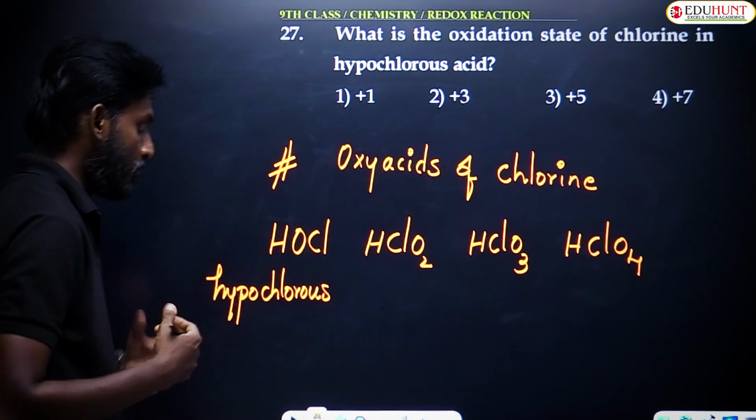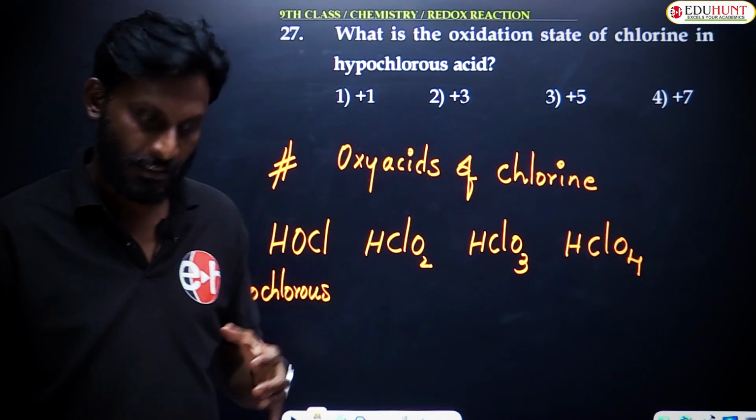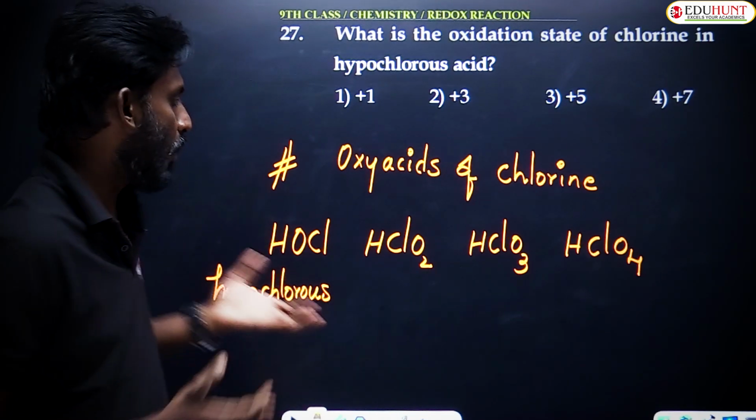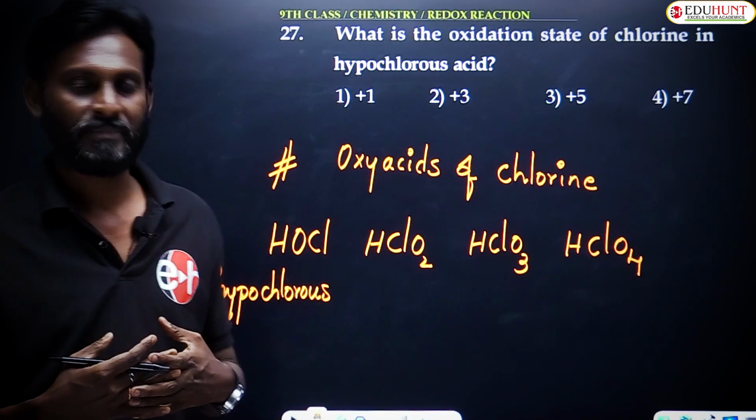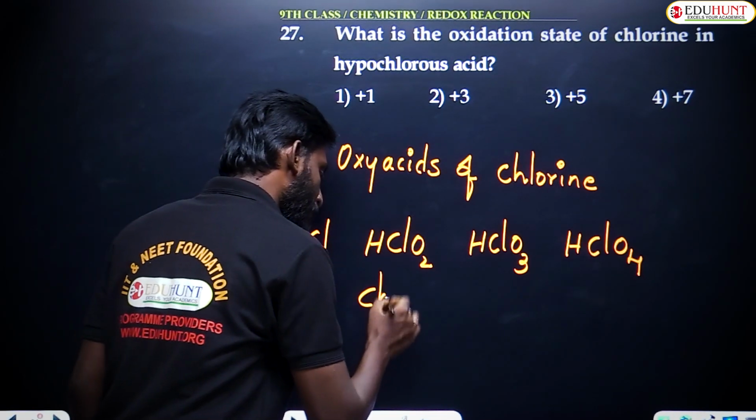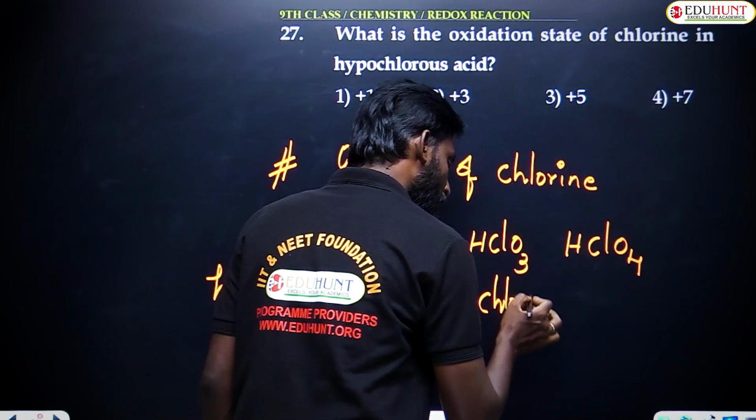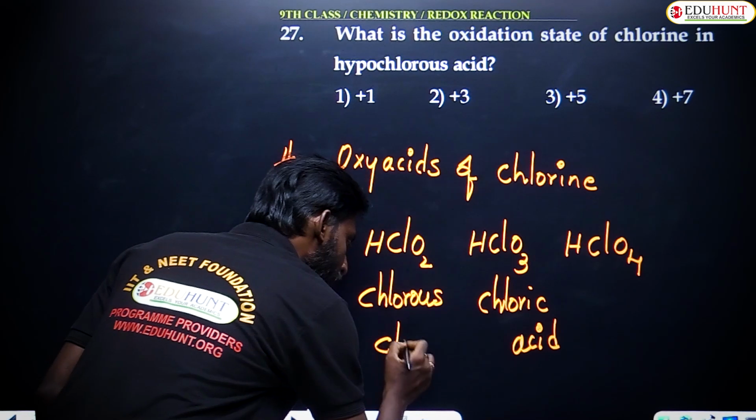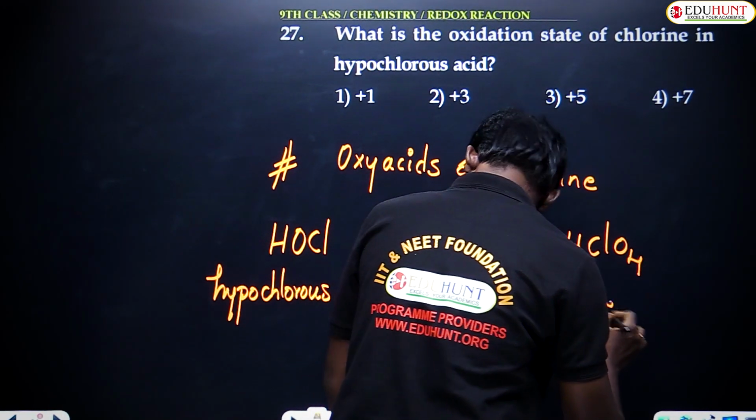Don't worry like, sir, how do we know all this, sir? Yes, slowly you are going to study all this. You are going to become familiar with all these examples in your coming classes or in your higher studies, right? Hypochlorous acid. This is chlorous acid. This is chloric acid. This is perchloric acid.